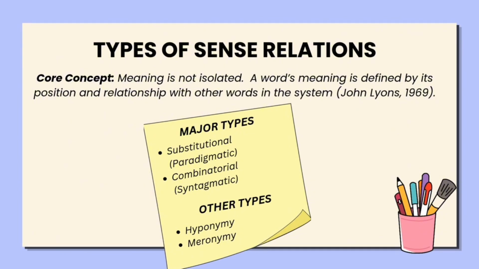Next, this slide introduces the major types of sense relations. According to John Lyons, meaning is not isolated. A word gains meaning through its relationship with other words. There are two main categories: substitutional relations, also called paradigmatic relations, and combinatorial relations, also called syntagmatic relations. Besides that, we will also discuss other important relations such as hyponymy and meronymy.